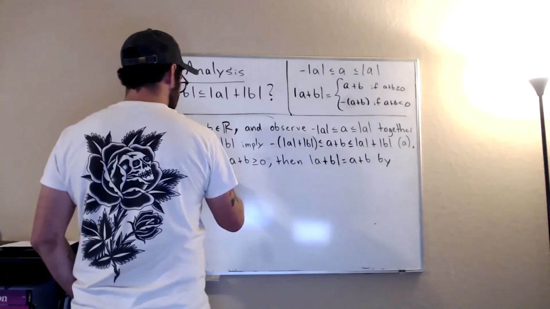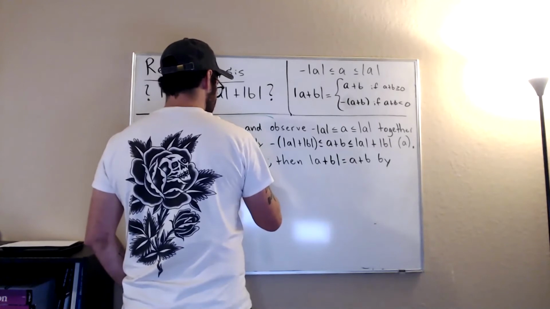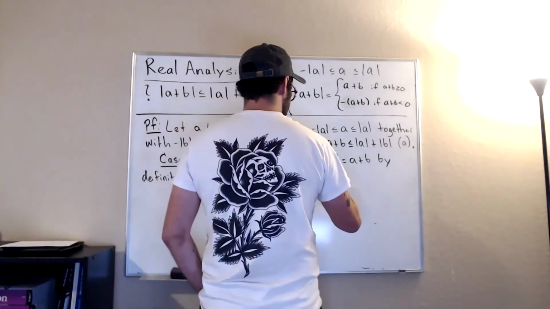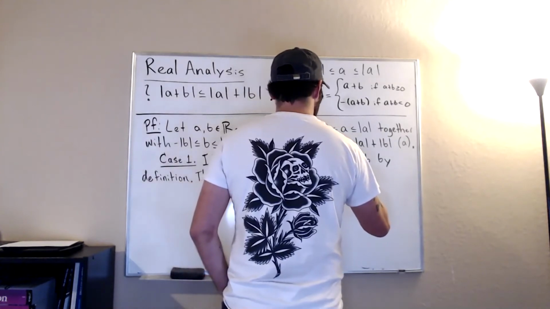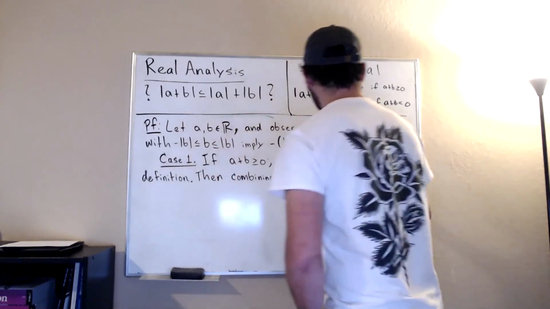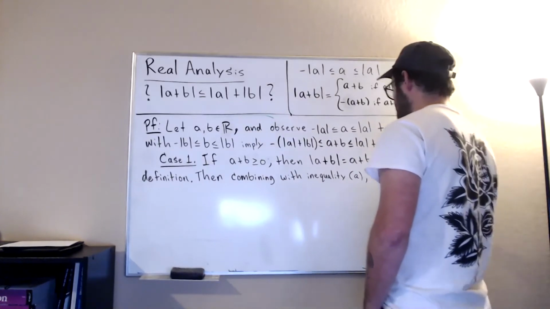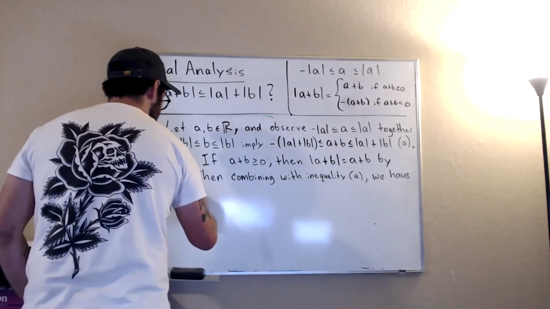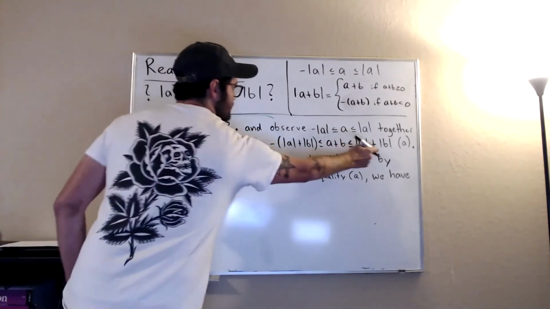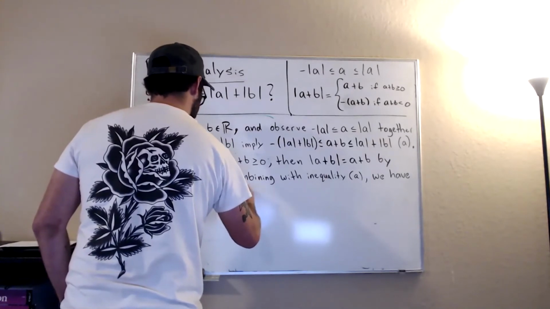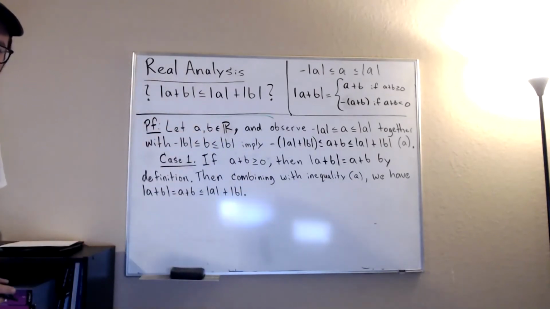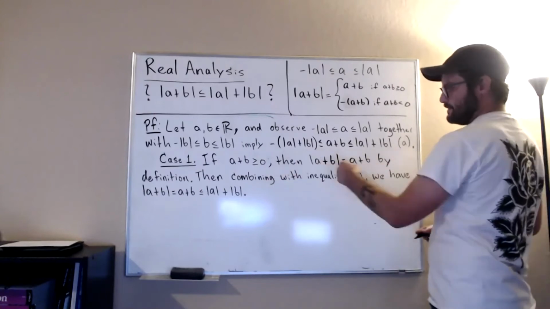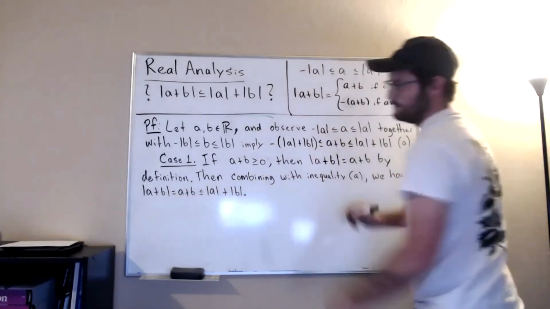Then combining this inequality A, which you gave a label there, we have absolute value A plus B is equal to A plus B, which is less than or equal to that. Right, so see, that is less than or equal to that. So we're telling the reader by combining this with inequality A, we have, oh, case one has been satisfied.